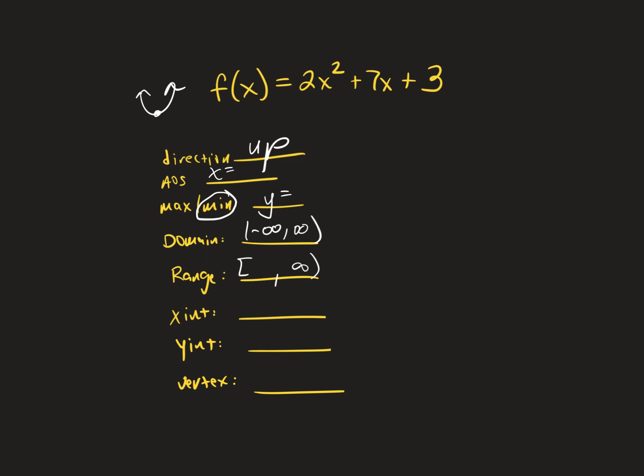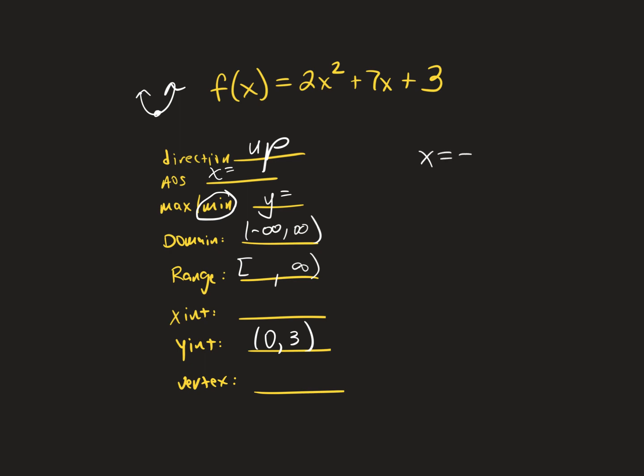Where does this cross the y-axis? So my y-intercept is going to be at (0, 3). It's always the constant. Look, we have a lot of stuff answered without doing anything. So now we have to do a little bit of math. How do I find the vertex?